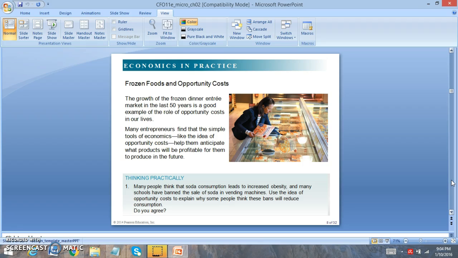Now, when we look at economics in practice, and we look at this concept of scarcity, you'll notice that the growth of the frozen dinner entree in the last 50 years is an example of opportunity costs. So many entrepreneurs find that simple tools of economics, like the idea of opportunity cost, help them understand what products will be profitable and what they need to produce in the future. We're always looking at what consumers evaluate and what they have to give up in those decisions.